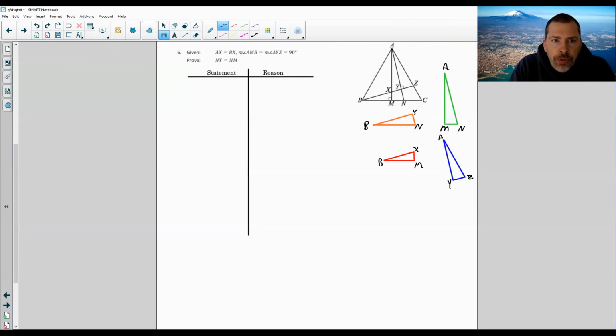So the first thing we're going to do is get into our givens. AX equals BX. Label the diagram. AX equals BX. BX is here. There is no AX over in any of these. Okay, so now I have an isosceles triangle. Triangle AXB is isosceles. Let's see if we need to use that. So AX equals BX, and that is a given.